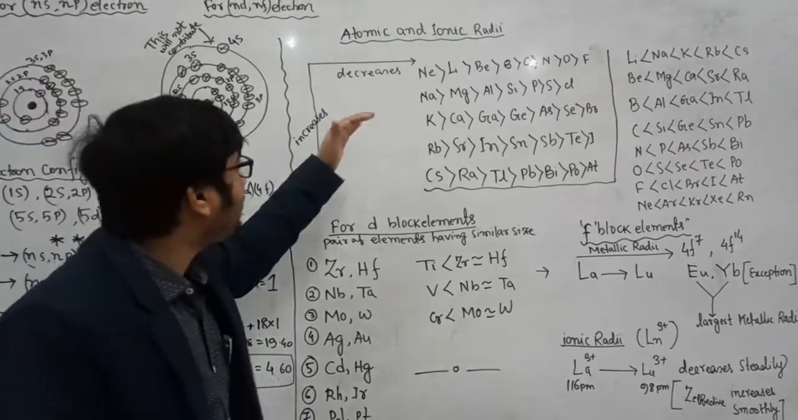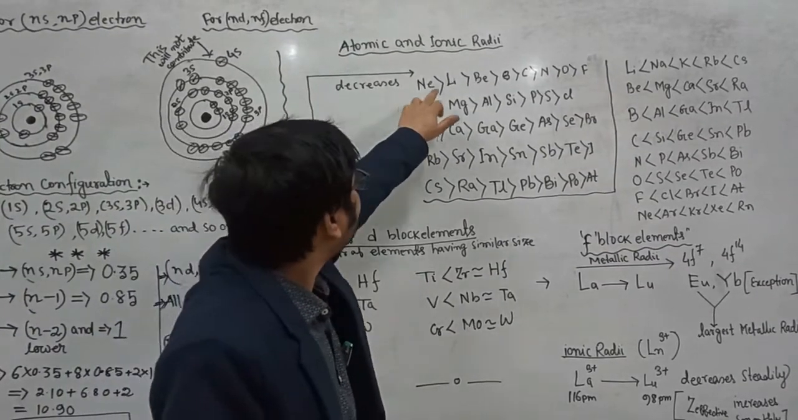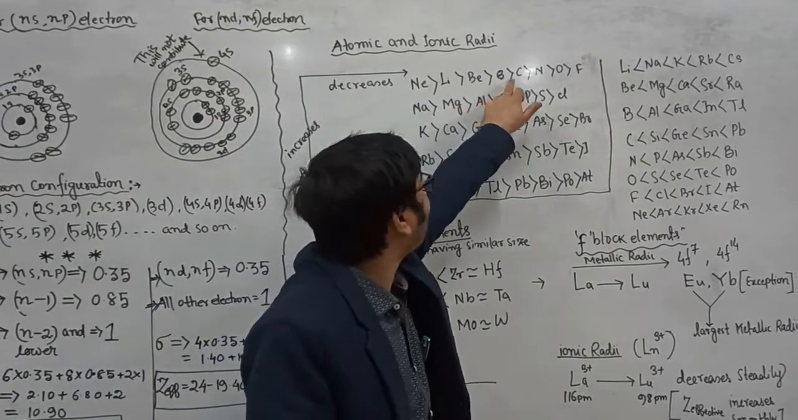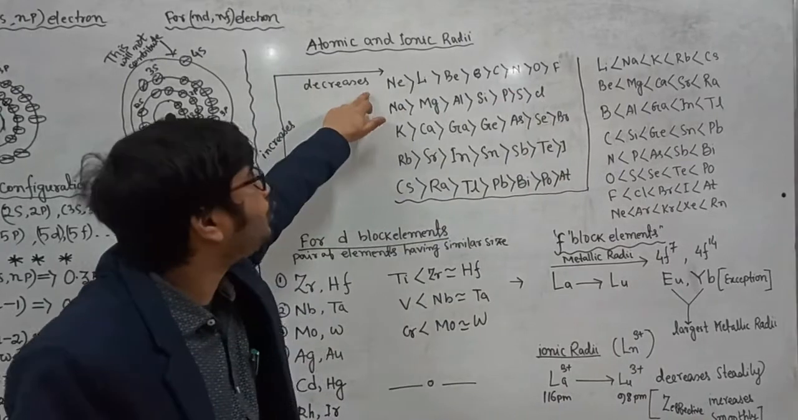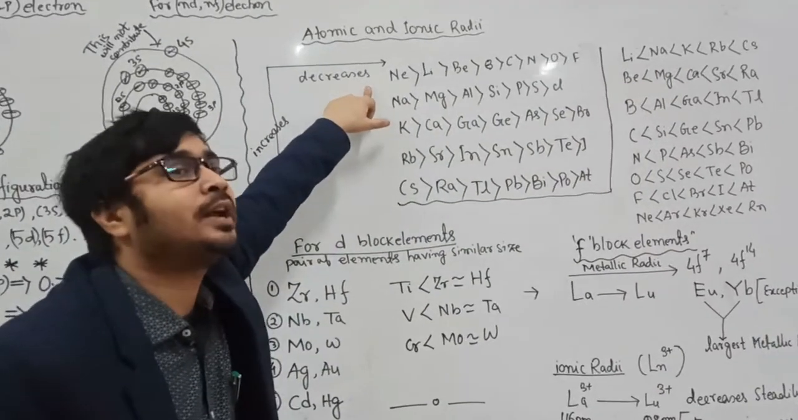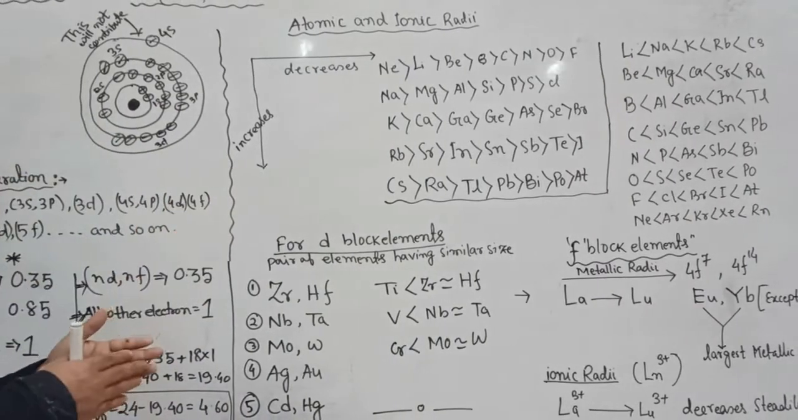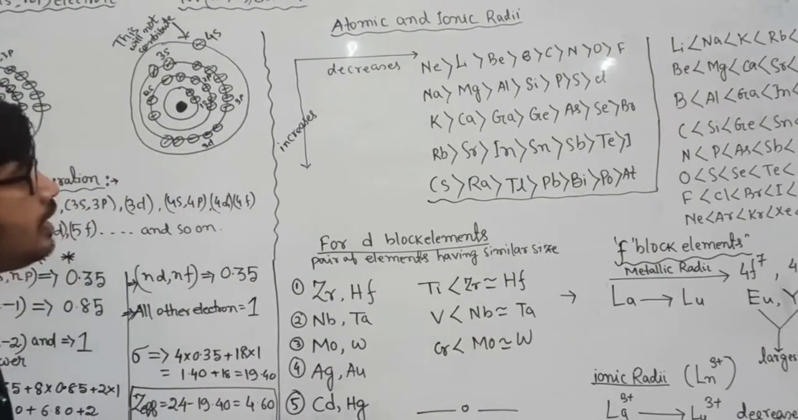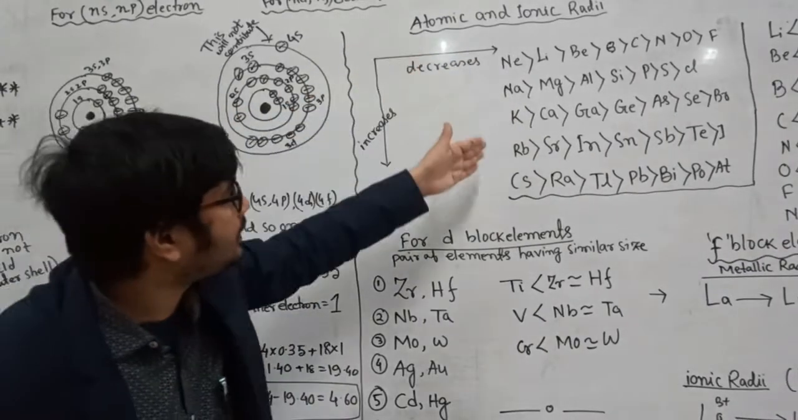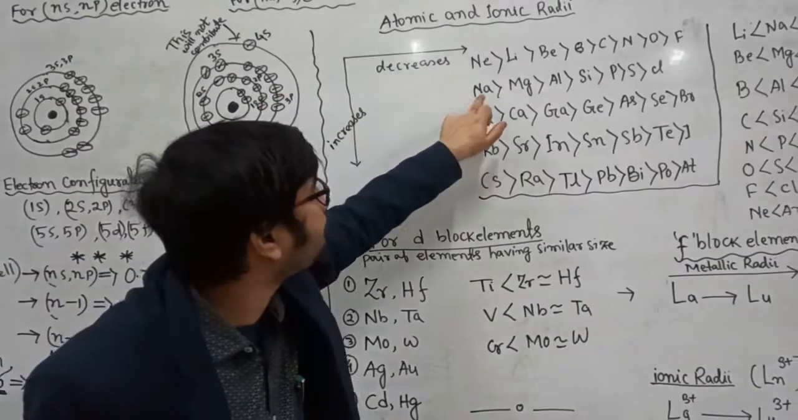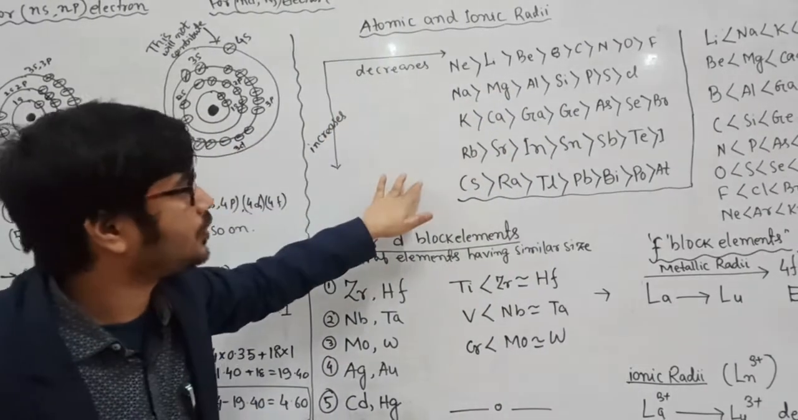If we apply the same rule, you will find that neon is greater than lithium, greater than beryllium, greater than boron, greater than carbon, nitrogen, oxygen, fluorine. Now why did I take neon as the first? Because of the van der Waals radii. This is not the atomic radii, this is the van der Waals radii, and neon has the highest van der Waals radii, which is why we have brought it to the beginning. Now it will follow the same way, where it decreases from left to right. So this is very easy to understand.